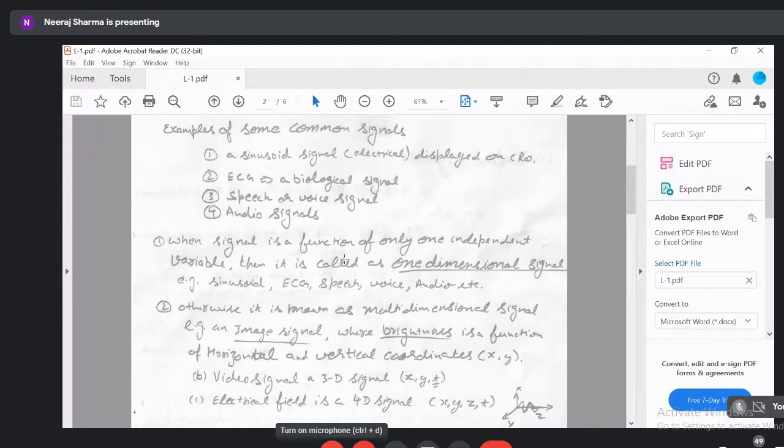But suppose we have a signal which has more than one independent variable, then that type of signal is known as a multi-dimensional signal. Right. So a multi-dimensional signal is, as you can read from the slide also, a signal where you have more than one dimension or more than one independent variable. For example, an image signal is defined as a 2D signal, right?